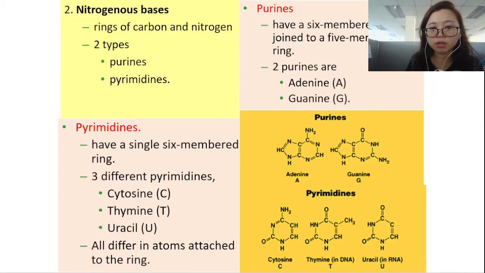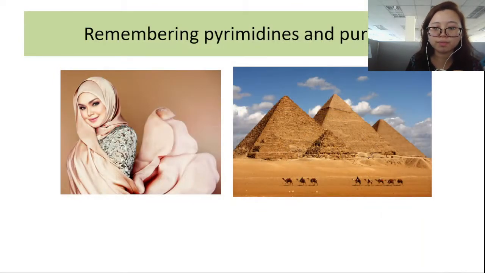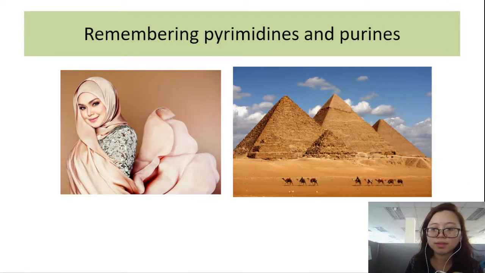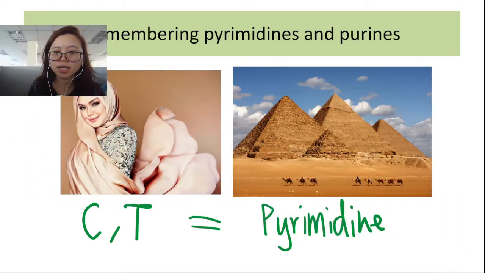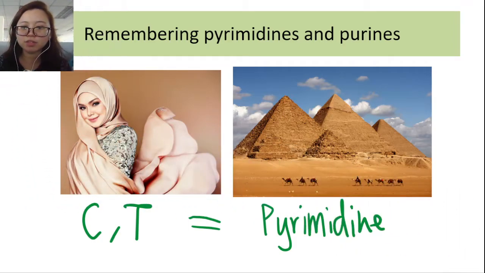Sometimes it can be a bit confusing which one is purine and which one is pyrimidine, and for that I try to remember it this way. Look at the 'cy' in cytosine, thymine, uracil, and pyramid. So, how does that help me? Because 'cy' will become pyrimidines. Okay, this is how I remember it, 'cy' pyramid, for me to remember which one is pyrimidines.